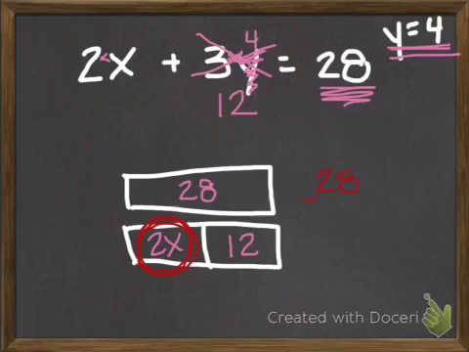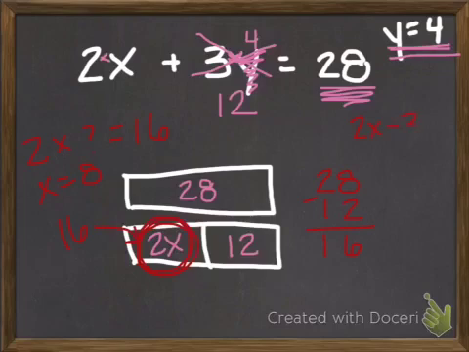First, I'm going to do 28 minus 12, which is 16. So I know that this right here is going to be 16. But that's not the solution to the problem, because you see 2 times x is actually 16. So I need to figure out 2 times what number equals 16. And I know based on my facts that that's 2 times 8. So x equals 8.